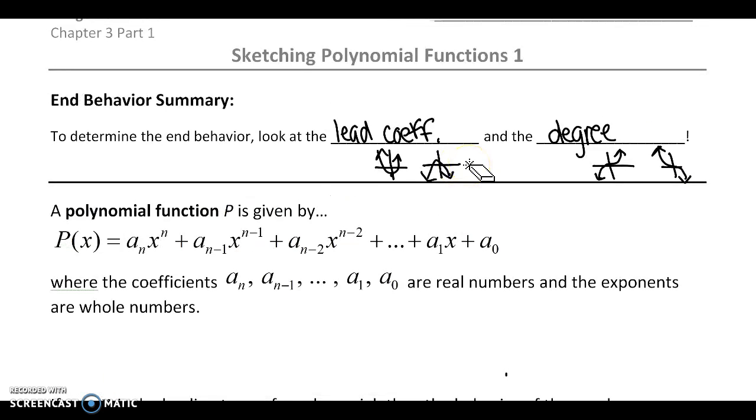You might want to write a summary of that on your own. I'm going to leave the bottom part for us to fill out together in class, and we'll formalize this together again, but come with your own way of explaining how you determine end behavior by looking at the leading coefficient and the degree.